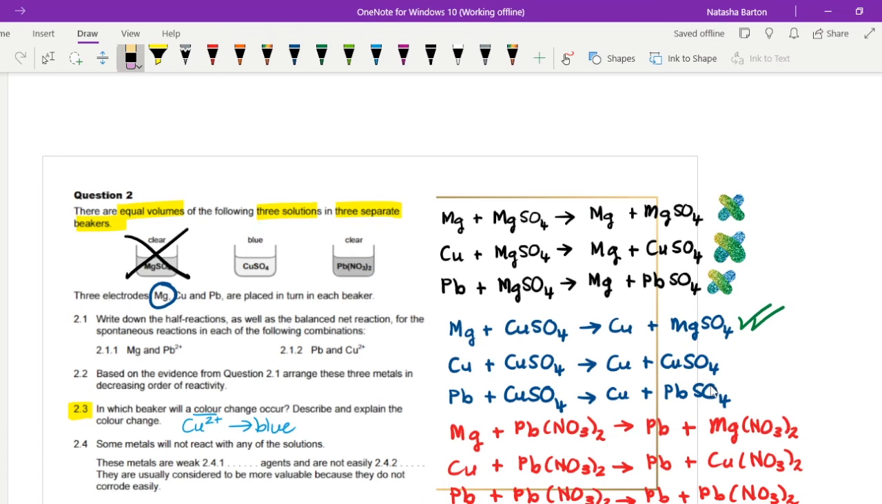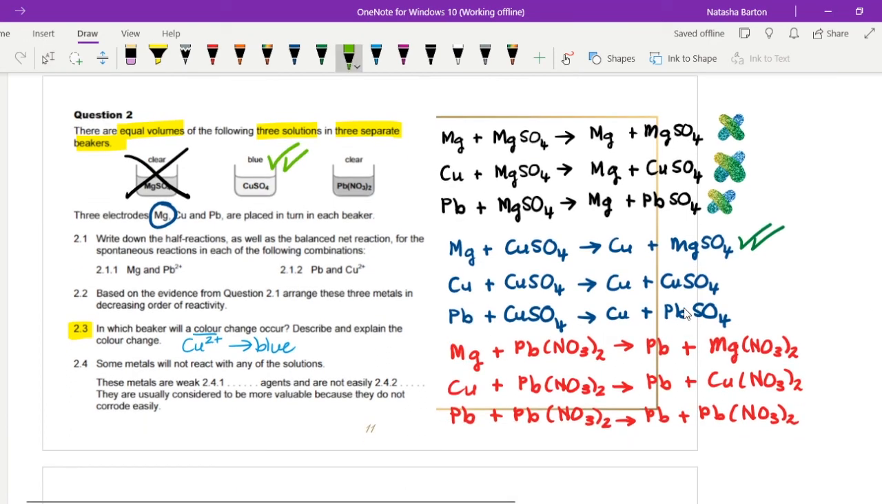So in which beaker will a color change occur? Definitely we're going to have a color change occurring in beaker number 2, the one that has the copper sulfate ions. The second reaction, where you put the copper electrode in, nothing's going to happen.